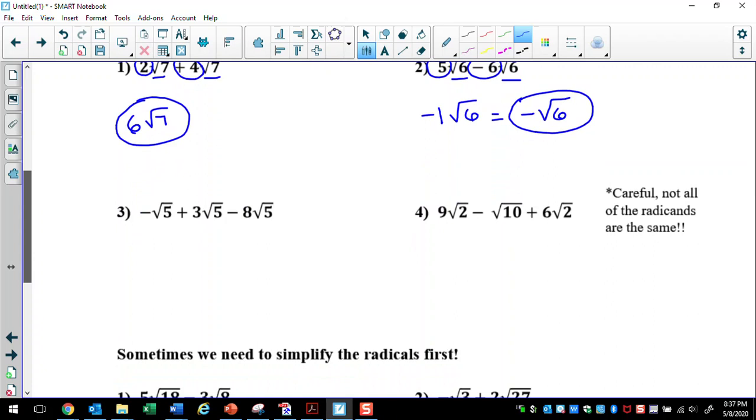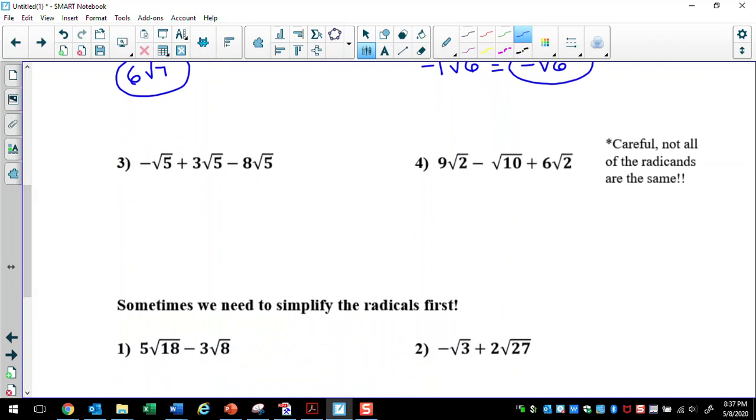Now, what happens if we have 3 numbers? Or 3 terms. They're all terms. We're just using radicals instead of variables. So we can do the same thing here. I have a negative 1. They all have the same radical. So now I'm just going to combine the 3 coefficients. So I end up with 2 minus 8, which gives me negative 6. And then that radical 5 just comes down.